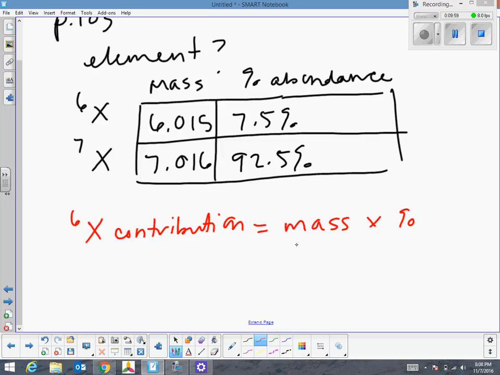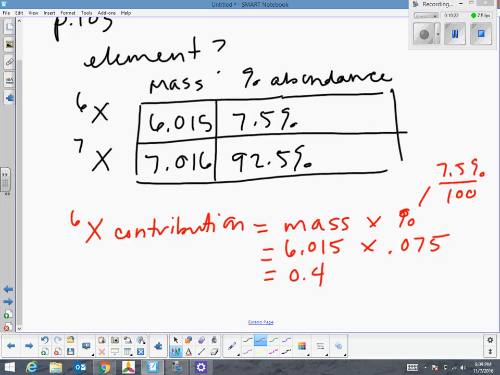So plug in my numbers. I've got 6.015 AMU times, now I want to get this percent out of percent into a decimal. So to do that, if I had 7.5%, I divide it by 100, and that's going to give me 0.075. So when I multiply those two together, you get 0.451 AMU. So out of the atomic mass of this unknown element, 0.451 AMU is contributed by isotope 6.